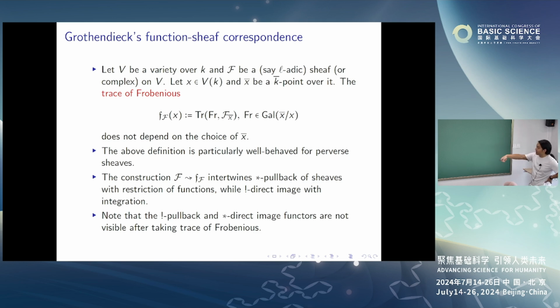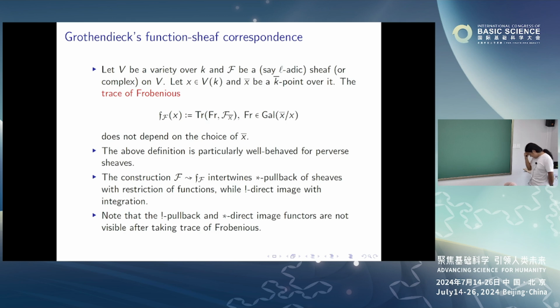You can verify that this trace does not depend on the choice of x bar, because in some sense all these Galois groups are conjugate to each other. So therefore, we really do obtain a number that only depends on this small x, and therefore we obtain a function denoted by f of F. So this construction tells you that starting from a complex of l-adic sheaves, you can obtain a function on the k-valued points of your variety. And this construction is particularly well behaved when you restrict it to perverse sheaves. I will not say any more words about perverse sheaves, but you will see later that we will naturally turn to perverse sheaves.